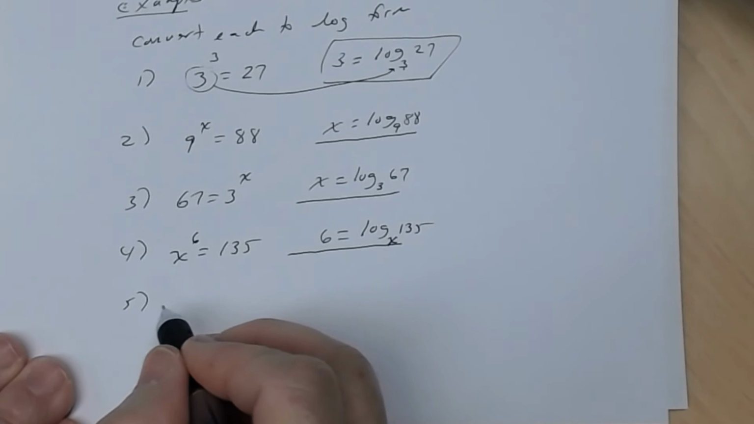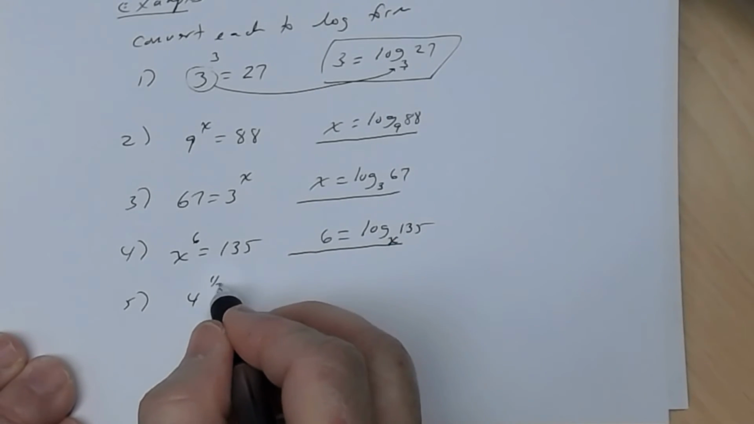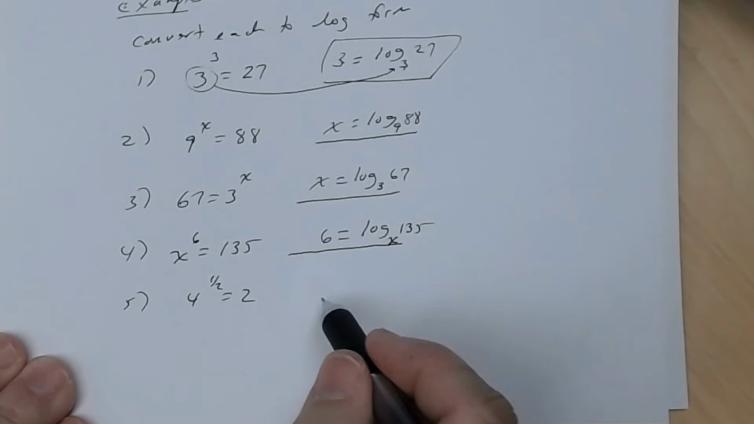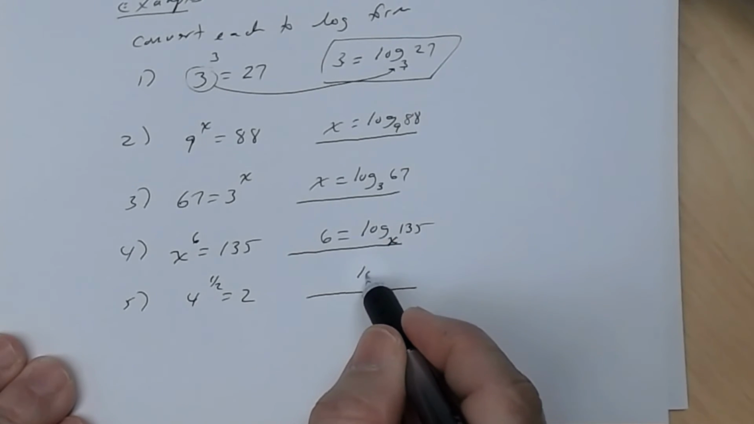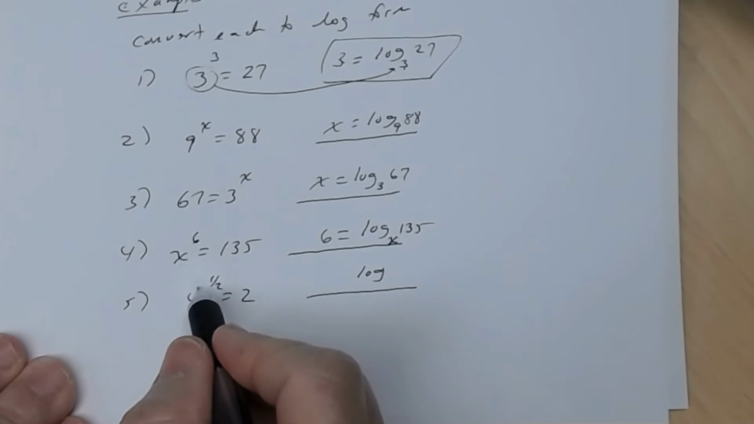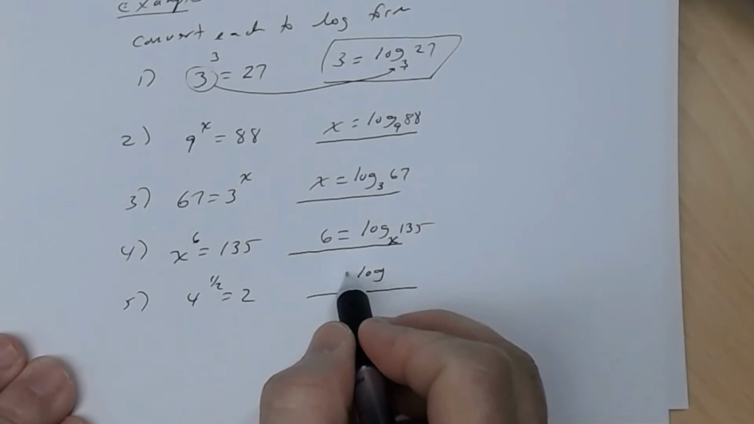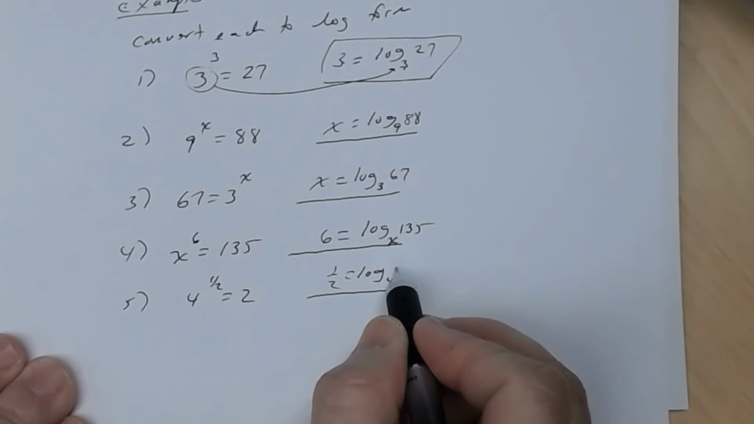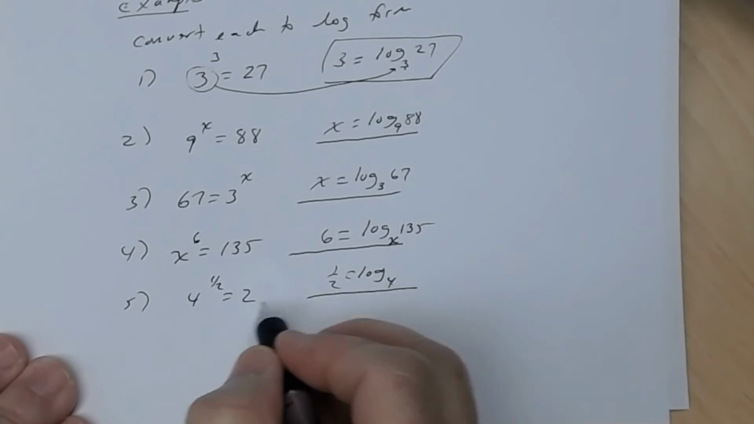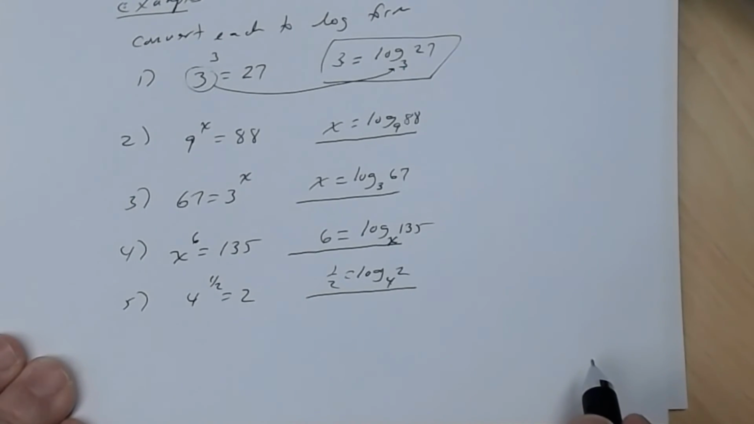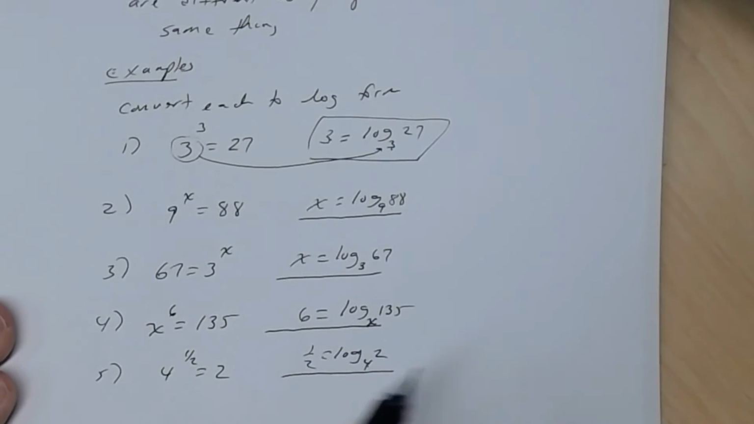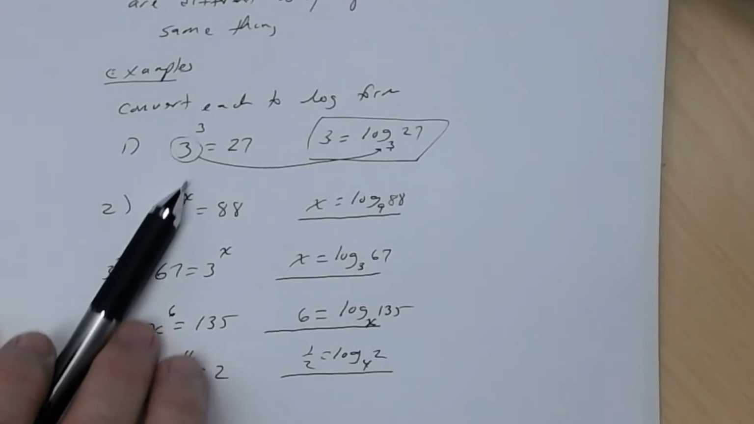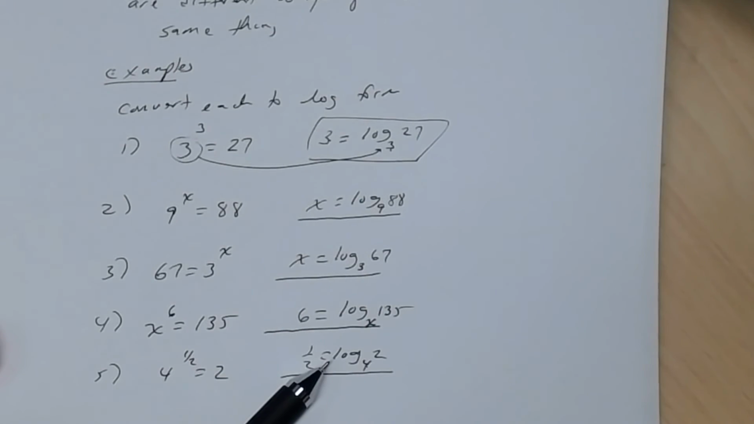Number 5. You have 4 to the 1/2 equals 2. So we're going to say log. The base is going to be this base here, so that's 4. So 4 to the 1/2, and then equals, remember 4 to the 1/2 equals 2, so this right here is your argument. That's how you convert something that looks like an exponential form into a log form.